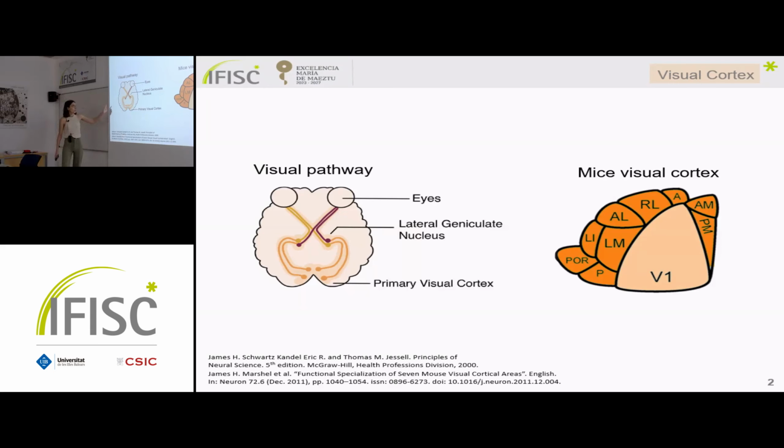The pathway that visual information follows in the brain starts at the eye. Light is focused in the retina. Photoreceptor cells convert this light into electrical signals, which are then transmitted to the lateral geniculate nucleus in the thalamus via the optic nerve. From there, the information is relayed to the primary visual cortex and the other higher order areas where information is processed.